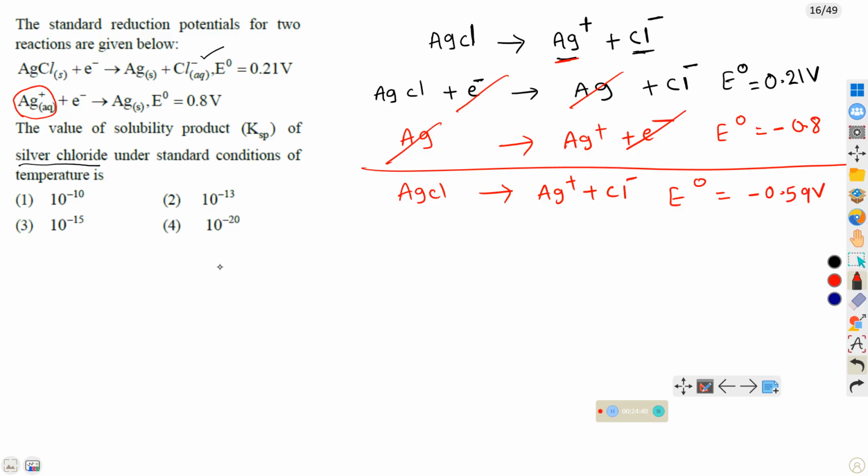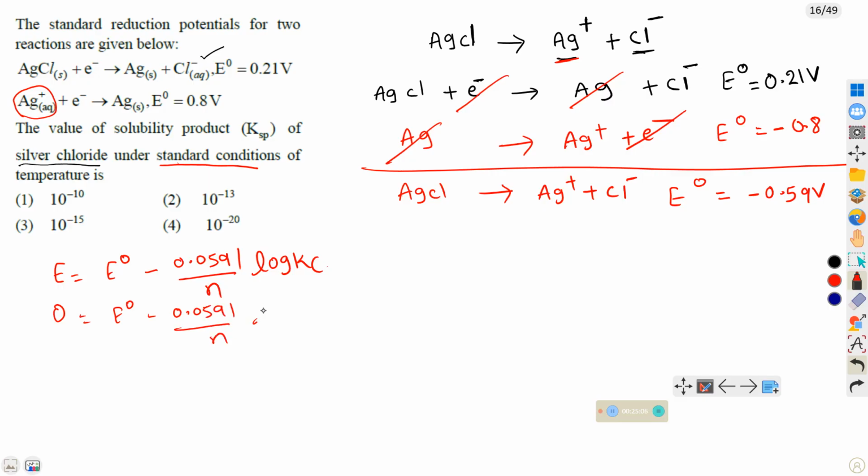Now calculate Ksp. Solubility product equation is in standard conditions. Generally, Nernst equation: E is equal to E naught minus 0.0591 by n log Kc. Equation is in equilibrium, so E value is equal to 0. E naught minus 0.0591 by n log Kc. Then E naught is equal to 0.0591 by n log Kc.